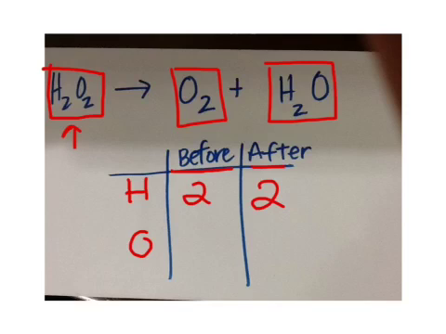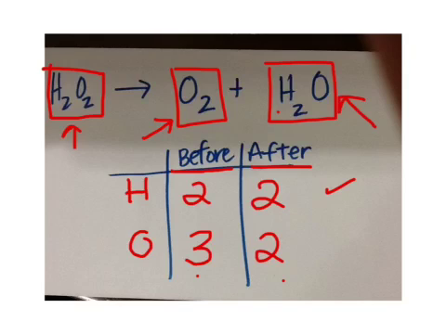Now we have to look at the ones after the arrow. I can see there are 2 oxygens here, but there's also 1 here, so that gives me 3. Then we have the H, which is right here, and there is 2. You can see that these are not balanced. H is balanced right now, so that means we have to start here because there's 3 oxygens.